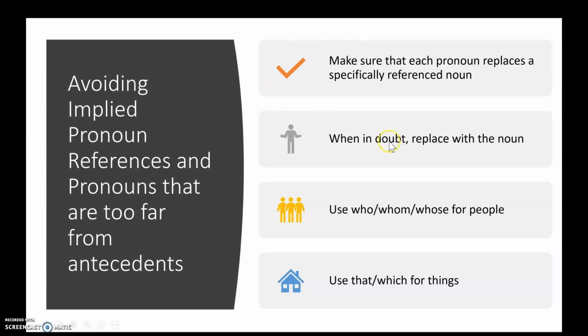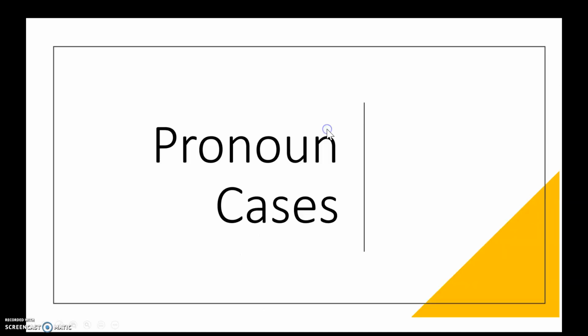So to avoid these, you want to make sure that each pronoun replaces a specifically referenced noun or indefinite pronoun. When in doubt, just replace it with the noun. It's also good to know that when you're talking about people, in general, you want to use who, whom, and whose. And when you're talking about things, you want to use that and which.